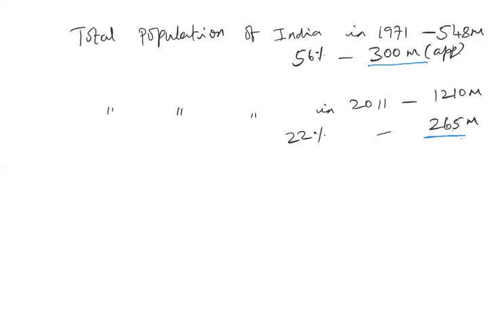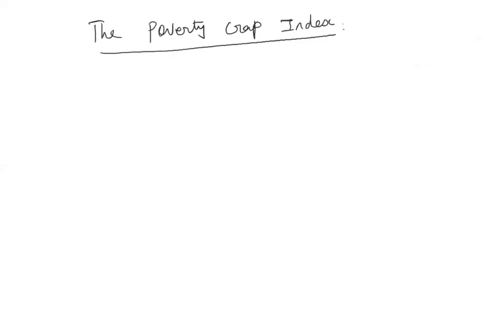Okay, let's move on to the next indicator, which measures something called the poverty gap index. The poverty gap index measures the intensity of poverty or the depth of poverty. Once the government finds out the depth of poverty area-wise, then suitable remedial measures can be devised. That is the intention of knowing the poverty gap index.